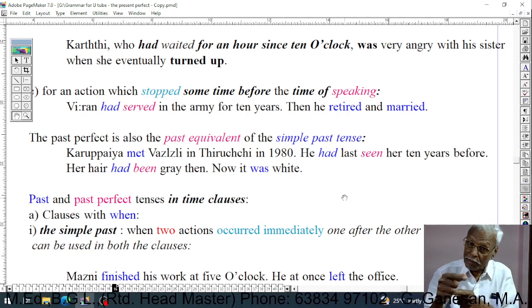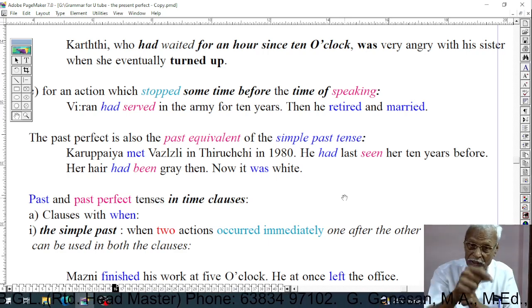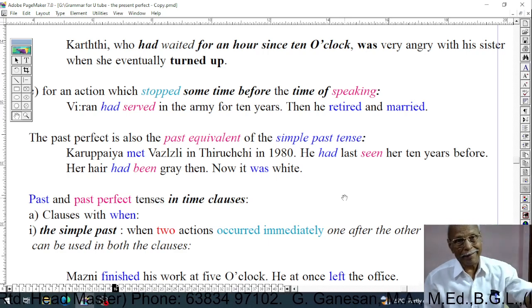When he met her in 1980, her hair had been grey.